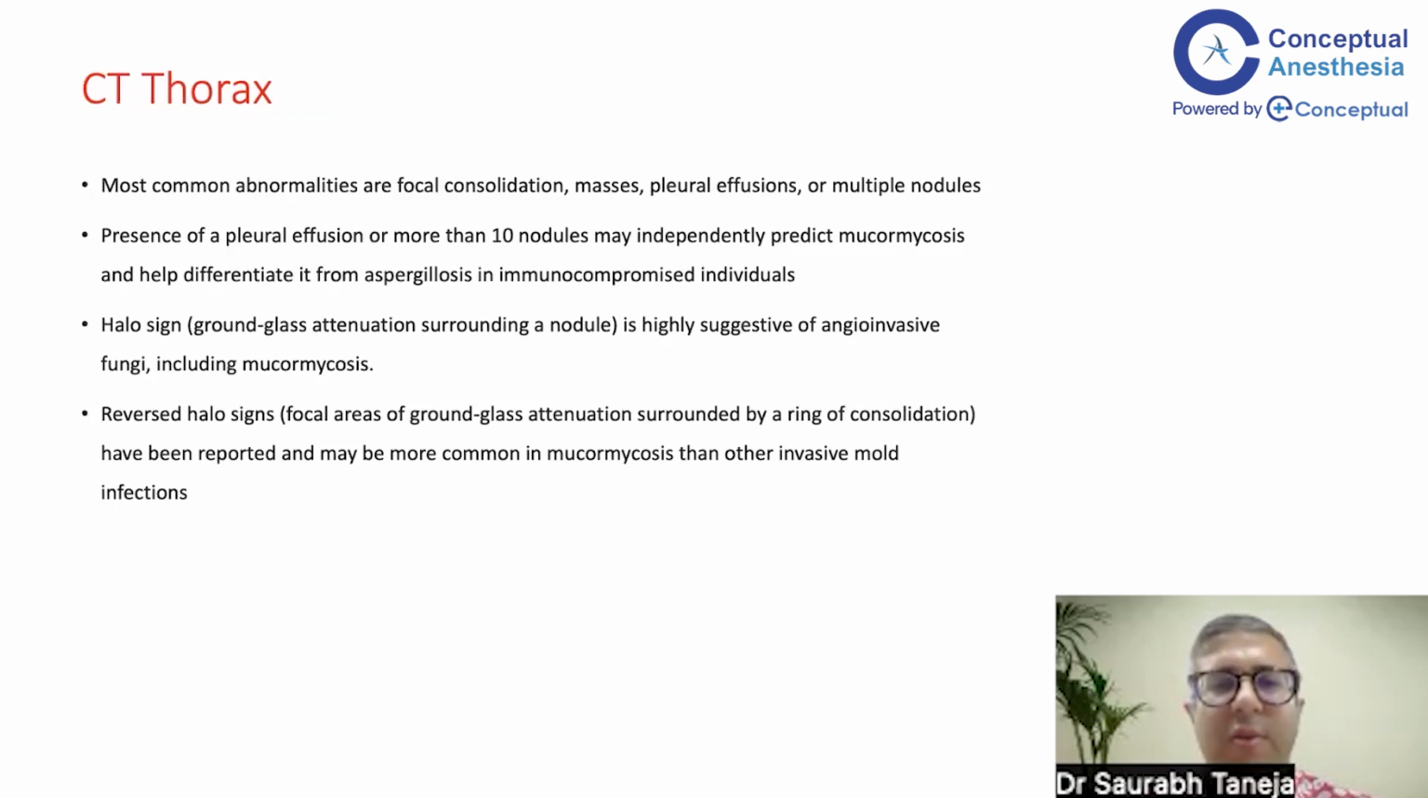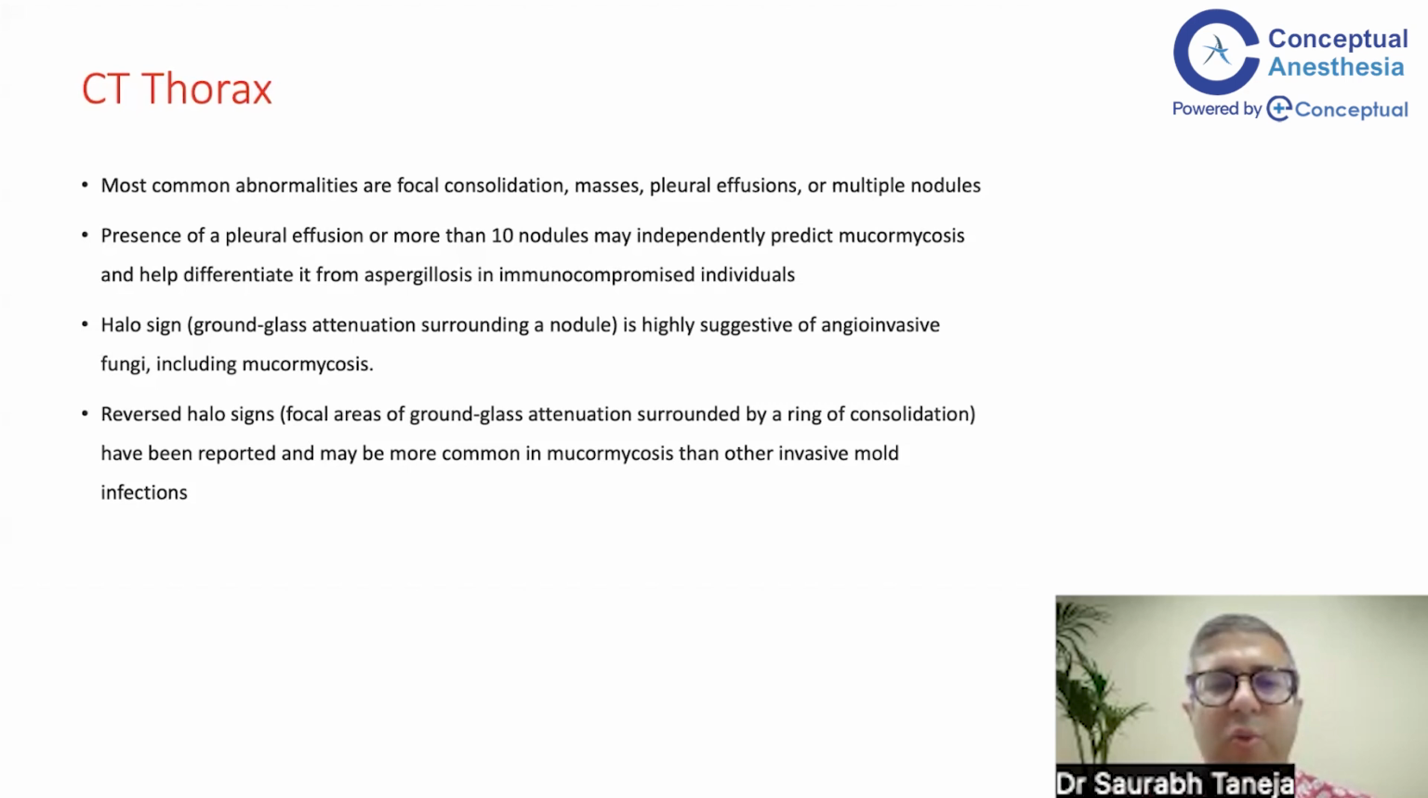Pulmonary mucormycosis is also common. If the patient presents with pulmonary symptoms like hemoptysis or cough, and we suspect mucormycosis or any pulmonary infection, we sometimes get a CT thorax done. The most common abnormalities in mucormycosis of the respiratory system are focal consolidation, masses, pleural effusion, or multiple nodules. Presence of pleural effusion or more than 10 nodules may independently predict mucormycosis, and this helps to differentiate between mucormycosis and aspergillosis in immunocompromised individuals.